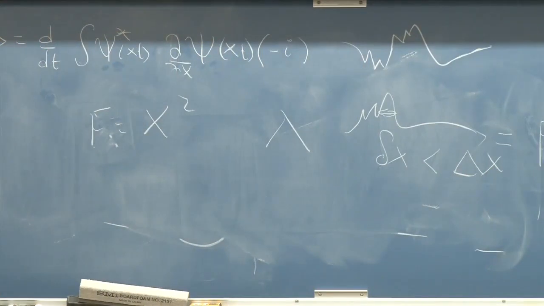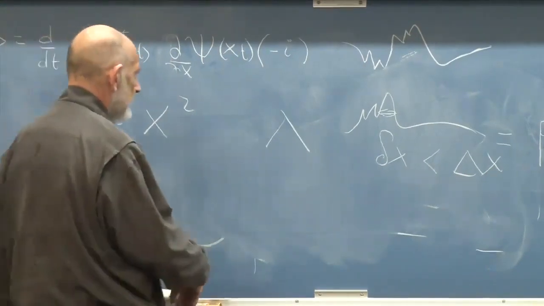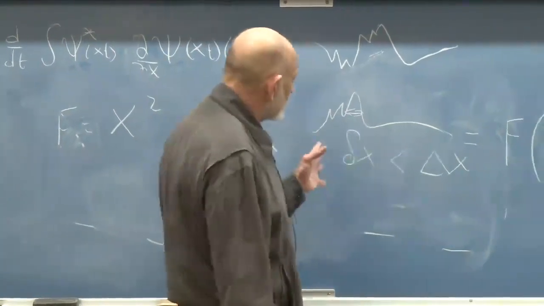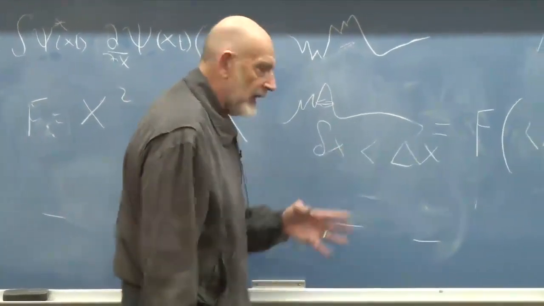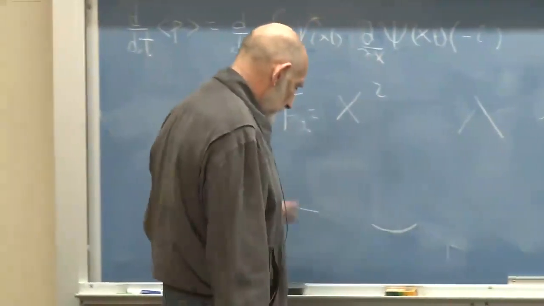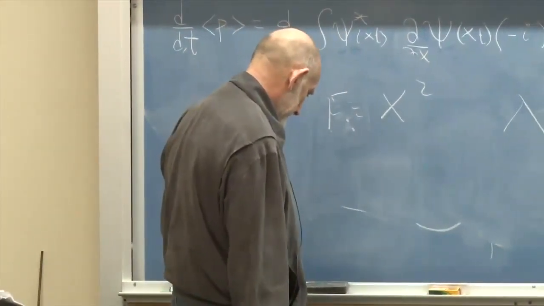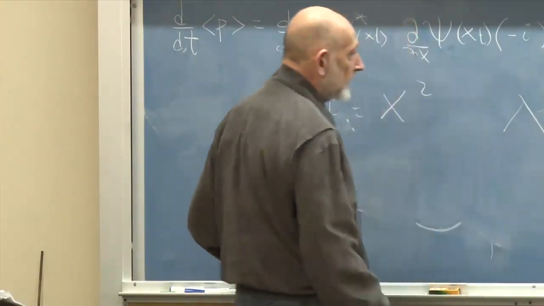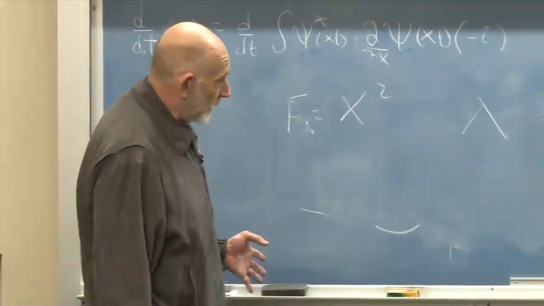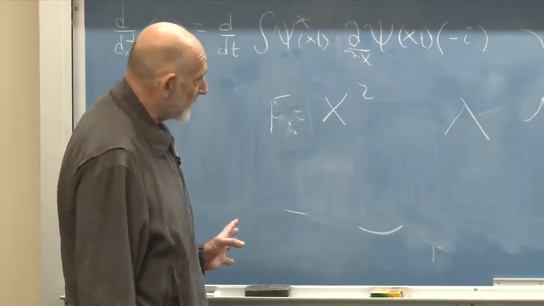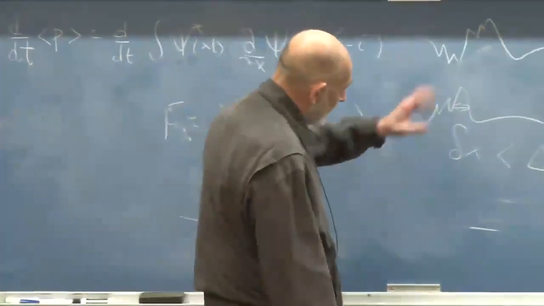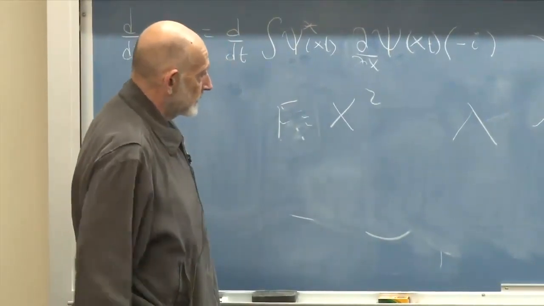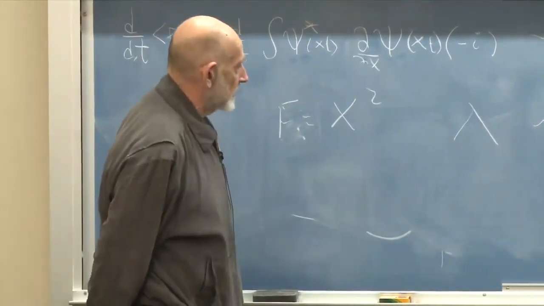If the structures, what do we want to call them? Features, sharp features of the wave function take place on a scale which is much smaller than the size of the incoming wave packet, then it will break up the wave function into a lot of little pieces. Each one will scatter. They'll scatter off in different directions. Did I write this right? Yeah, that's right.